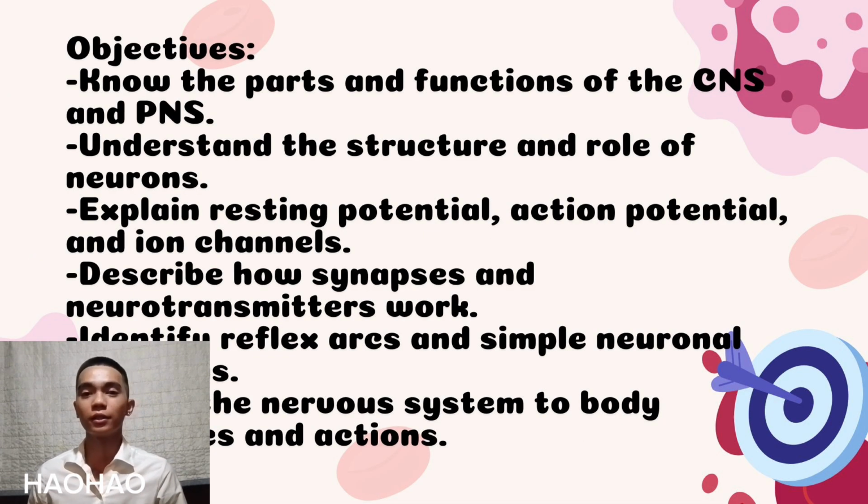So here are the objectives about this topic. First, know the parts and functions of the central nervous system or the CNS and peripheral nervous system or PNS. Second, understand the structure and role of neurons. Third, explain resting potential, action potential, and ion channels. Fourth, describe how synapses and neurotransmitters work. Fifth, identify reflex arcs and simple neuronal pathways. And the last, relate the nervous system to the body responses and actions.